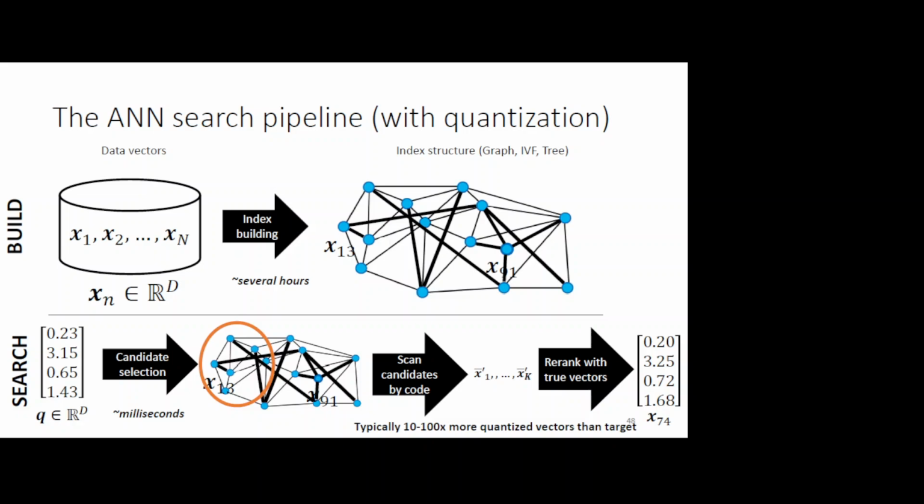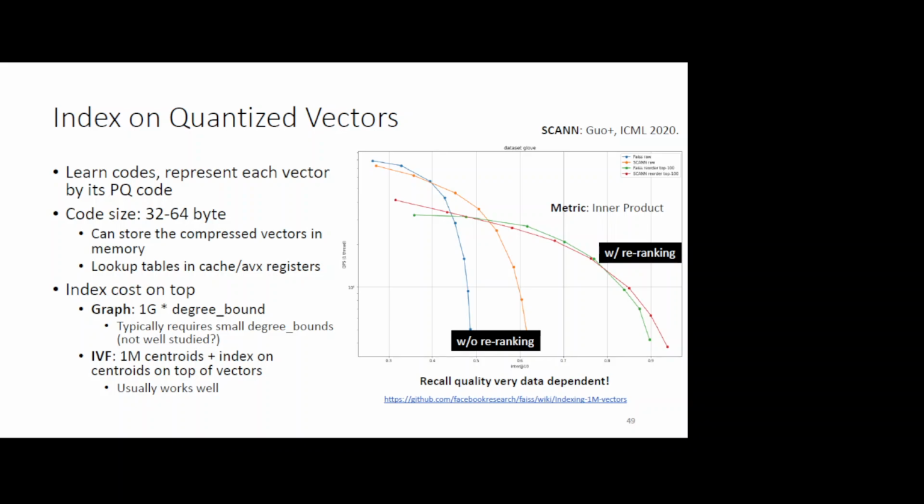Okay, any problem? Okay, so here we show the index on the quantized vectors. After you quantize with the product quantization, all the data can be encoded into 32 or 64 bytes. So if you want to store all the 1 billion vectors in your memory, I think this can be stored here.